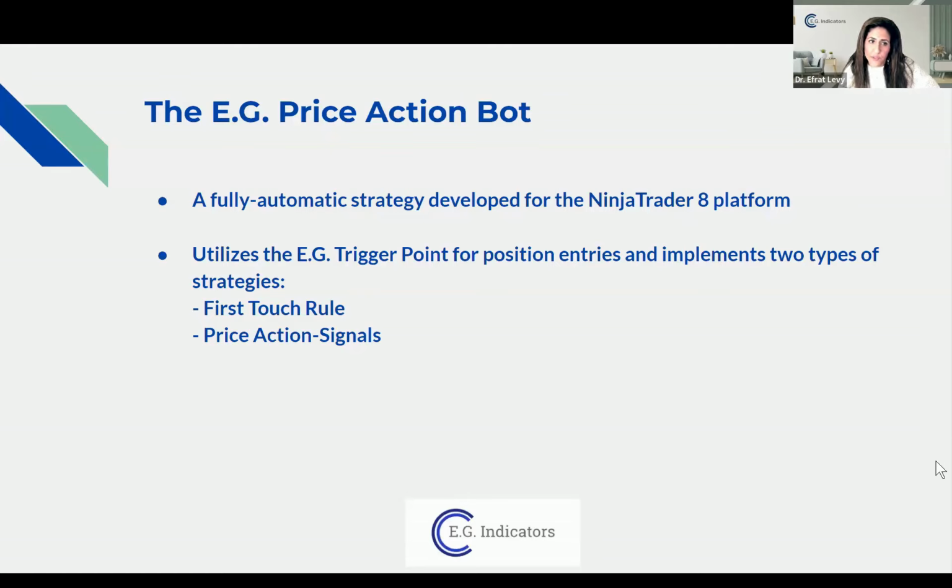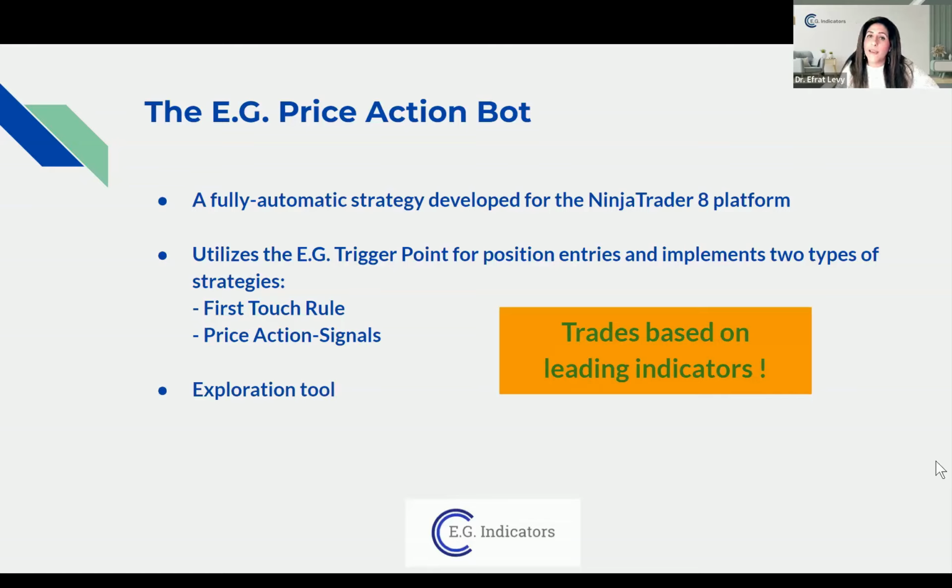So it utilizes the EG trigger point for position entries, and it implements two types of strategies: the first touch rule, reversal strategies, and price action signals. And it's an exploration tool. It implements different types of position management. And remember, guys, it trades based on leading indicators. I created a few examples for you. And now it's a good time for you to ask questions on the chat.